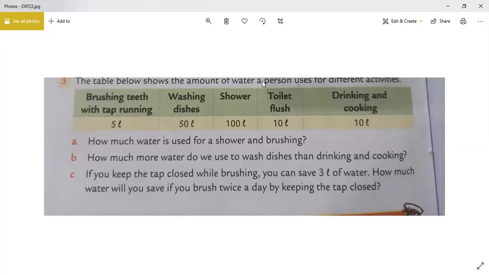The table shows the amount of water a person uses for different activities. Brushing takes this much, washing dishes takes this much, shower takes this much, toilet flush takes this much, drinking and cooking takes this much. How much water is used for shower and brushing? Tell me quickly the total of shower and brushing.